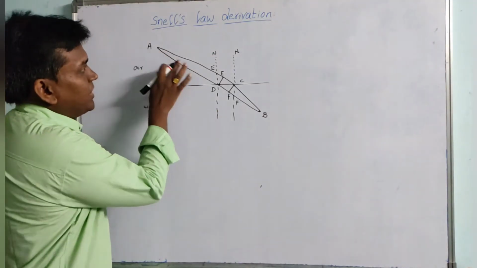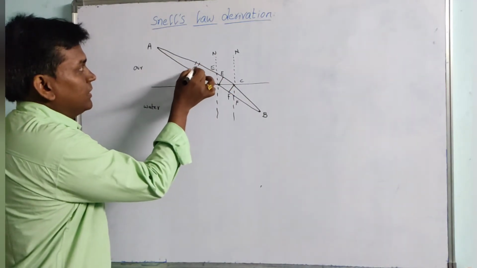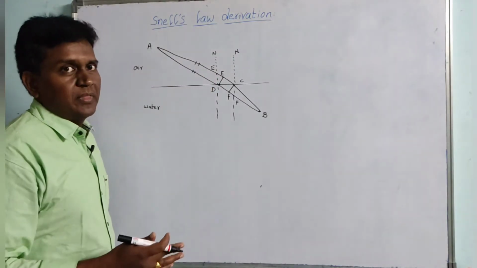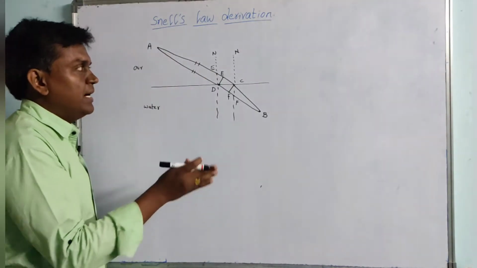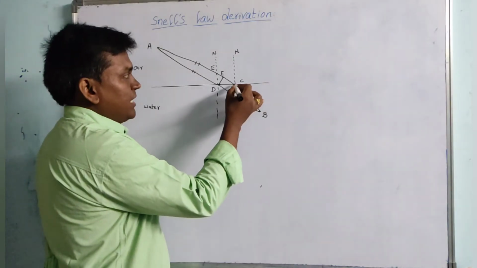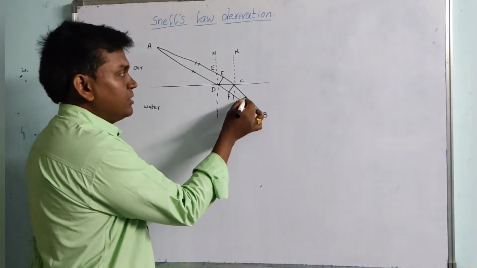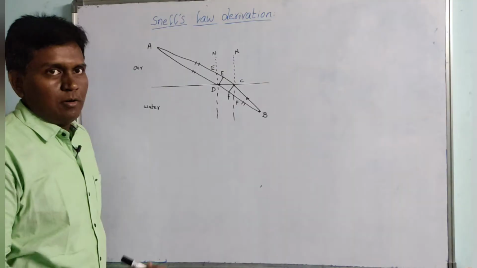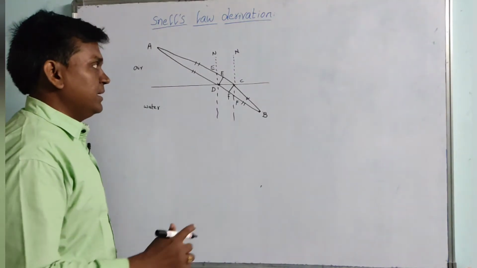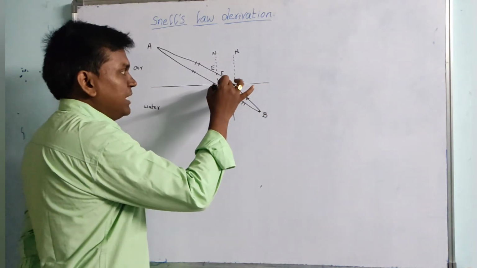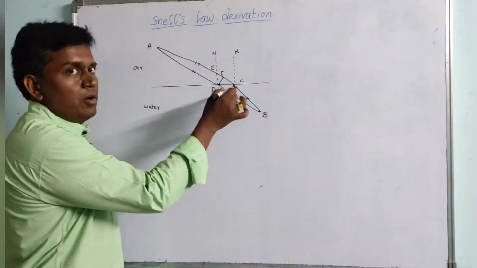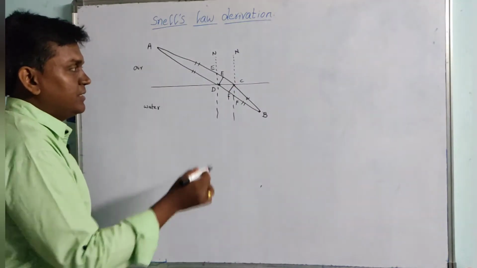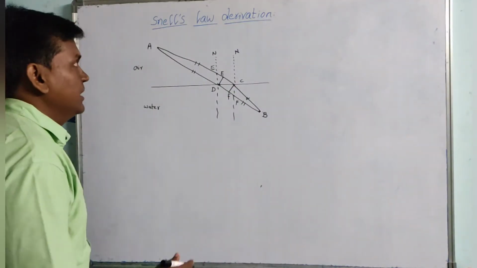From A to E and A to D, it will take the same time. The time taken to travel from A to E and A to D on land is the same. In the same way, the time taken from C to B and F to B is also the same, as these two paths are in water. And as these two paths are on land or air, this is also the same. So where variation comes is E to C and D to F, E to C on land and D to F in water. We have to show that this EC and DF are constant. That is our Snell's law.